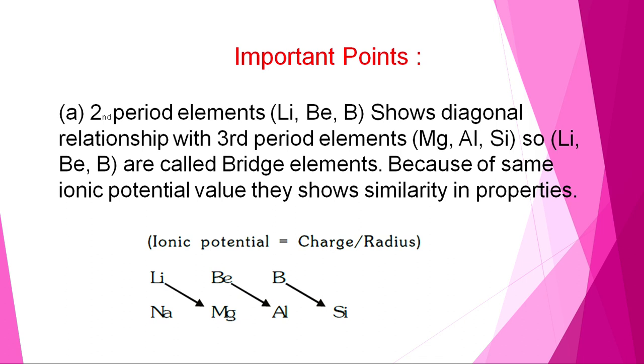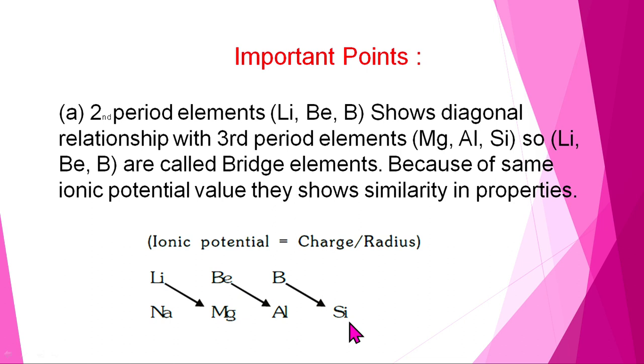Diagonal relationship. You know the second period elements like lithium, beryllium and boron show a diagonal relationship with the third period elements magnesium, aluminium and silicon. They do have some unique properties. Lithium has some unique properties. Those properties do not match with the rest of the group 1 elements, and it shows some similarities to the second element of the next group, that is magnesium. Magnesium is placed in the second group, lithium is in the first group, but there are some resemblances of lithium to magnesium. Similarly, beryllium resembles aluminium and boron resembles silicon.